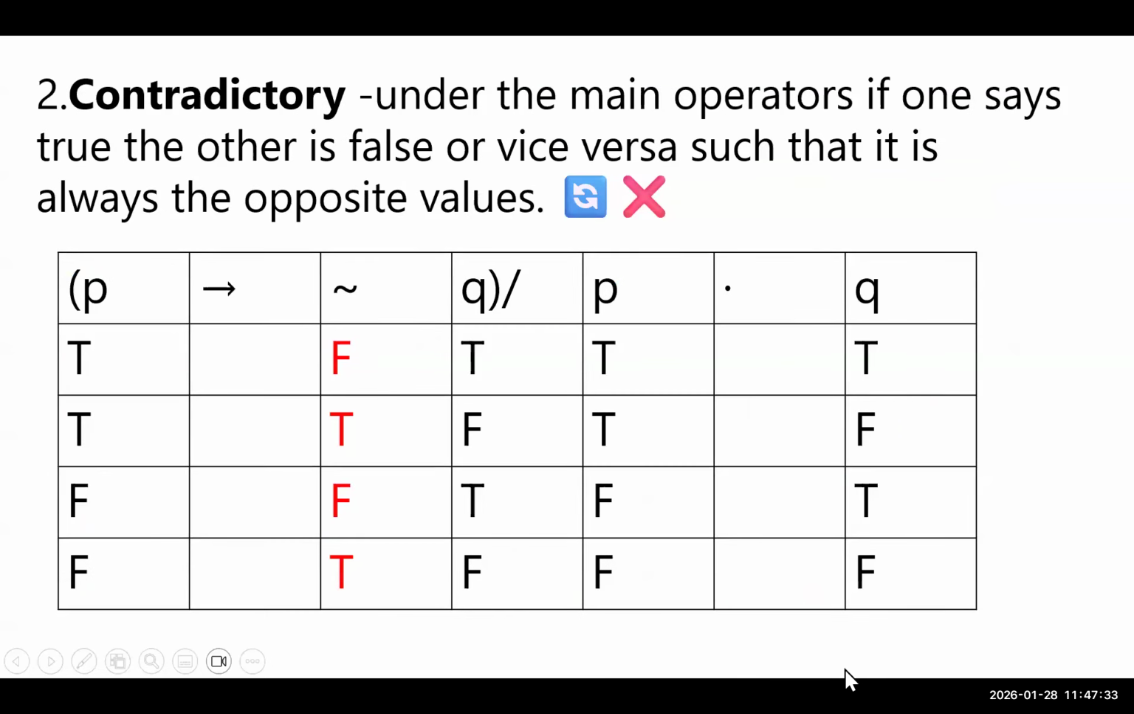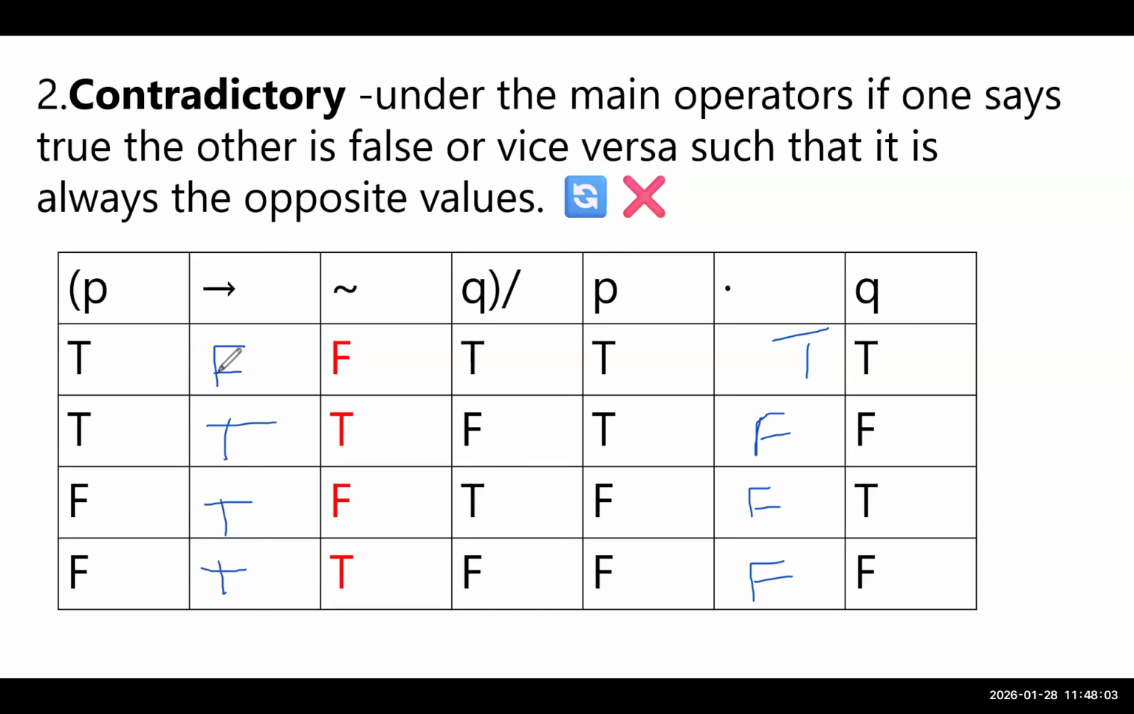Next, we can have contradictory statements. For these, I'm going to start with my and because this one's the easiest. It's going to be true on the top, otherwise false. Now I'm going to do my P, then not Q. So here we're going to go true then false is false. True then true is true. False then false is true. And false then true is true.